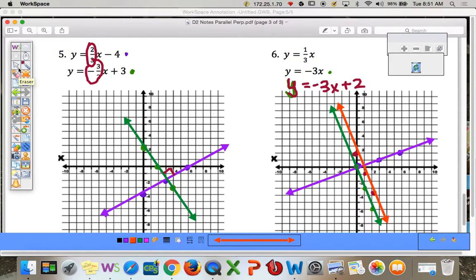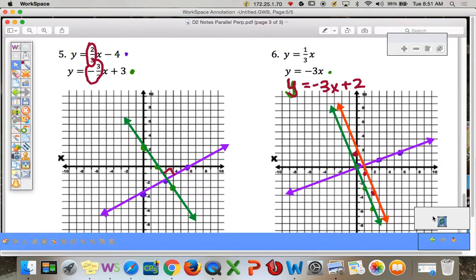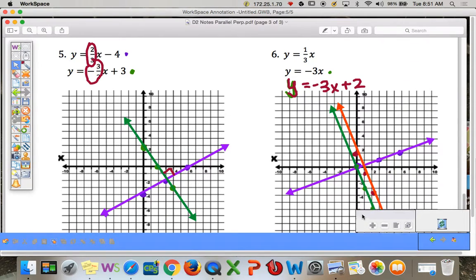So again, the main idea of this learning target is, can you identify the slope and the y-intercept of a line? And if two lines are parallel, they have the same slope. If they're perpendicular, one of the slopes is flipped and the opposite sign.